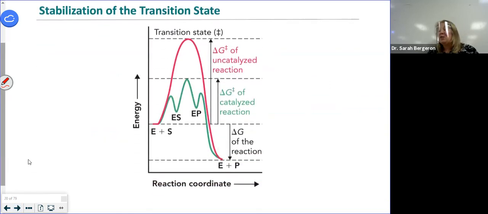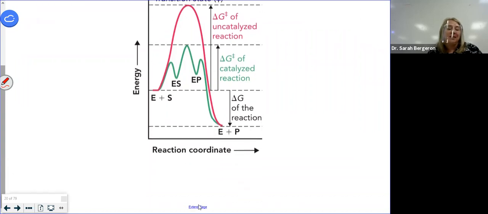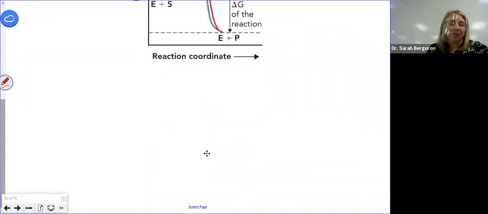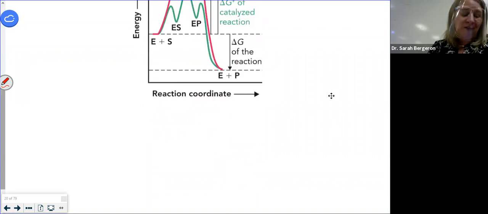So here's a real picture of what happens when you have a substrate binding to an enzyme. You don't really just have this decrease in the hump, right? What you actually have are a few smaller humps that are occurring. So let's take this and let's kind of tease out what's actually happening. So what happens in our very first step? We have enzyme plus substrate, right? The enzyme is going to bind to the substrate.